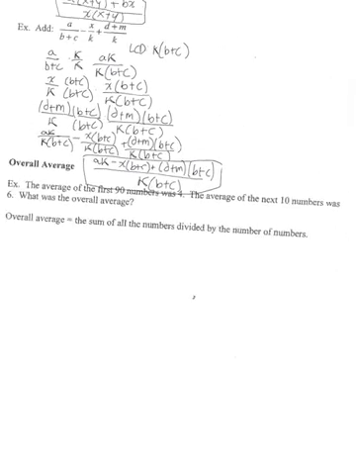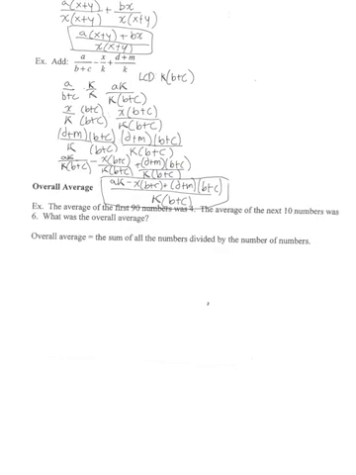Let's take a look at overall average here at the bottom. And this is kind of the extra part to this section. So it says the average of the first 90 numbers, I'm going to zoom in here just a little bit, is 4. The average of the next 10 numbers was 6. What was the overall average? And here we're given a little formula that says the overall average is the sum of all the numbers divided by the number of numbers.